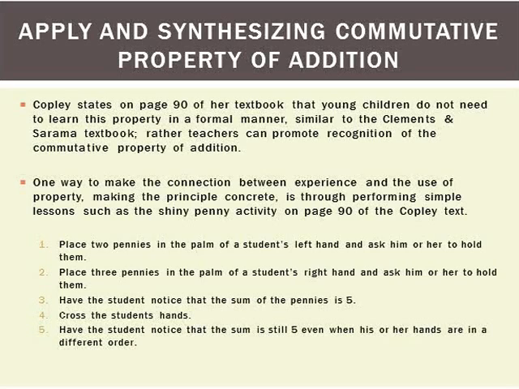First, place 2 pennies in the palm of a student's left hand and ask him or her to hold them. Next, place 3 pennies in the palm of the student's right hand and ask him or her to hold them. Have the student notice that the sum of the pennies is 5. Ask the student to cross his or her hands. Have the student notice that the sum is still 5, even when his or her hands are in a different order.